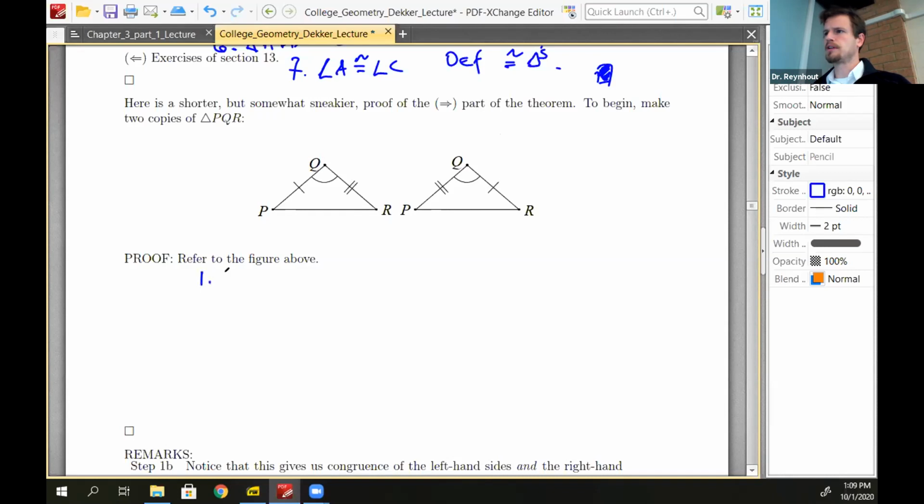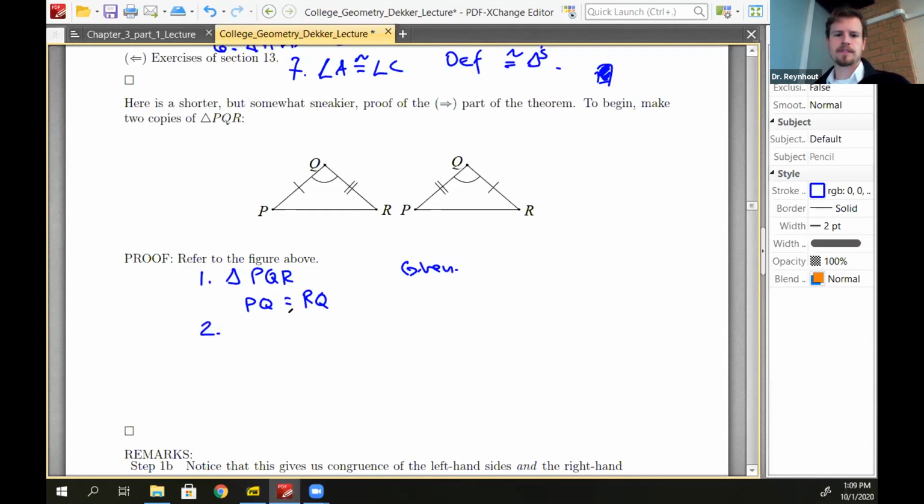So what we're given is triangle PQR with congruent sides PQ and RQ. Congruent sides can also be stated by saying that the two lengths of the line segments are the same, equal. That's the definition of congruent line segments. So this is simply what's given. All right.